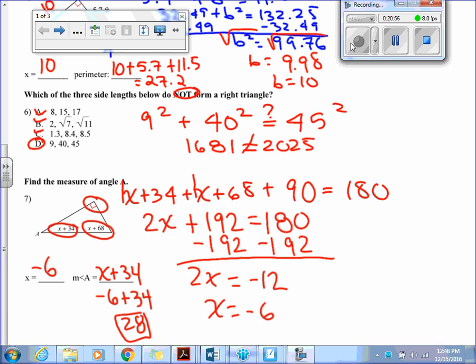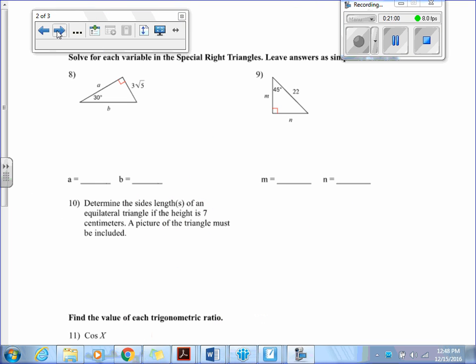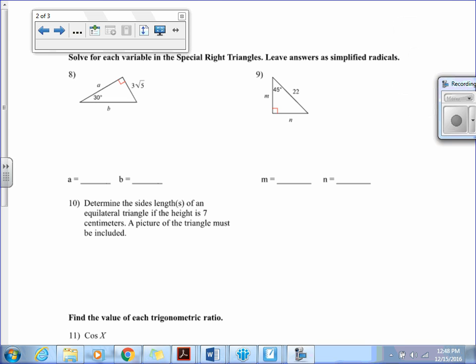Alright, let's go ahead to the next page, number 8. So, it says solve for each variable in the special right triangles. Leave your answers in simplified radicals. Okay, this is the real deal. This is the part that a lot of people struggled on, so pay attention.